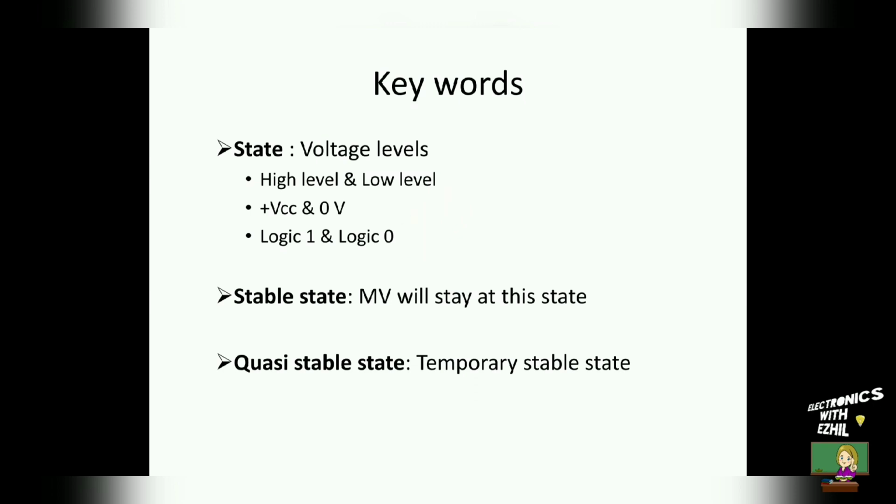The second one is stable state. Multivibrator will stay in this state indefinitely until the trigger pulse is applied. The third one is quasi-stable state. This is actually temporary stable state or unstable state. The circuit will stay at this state for short time interval t.